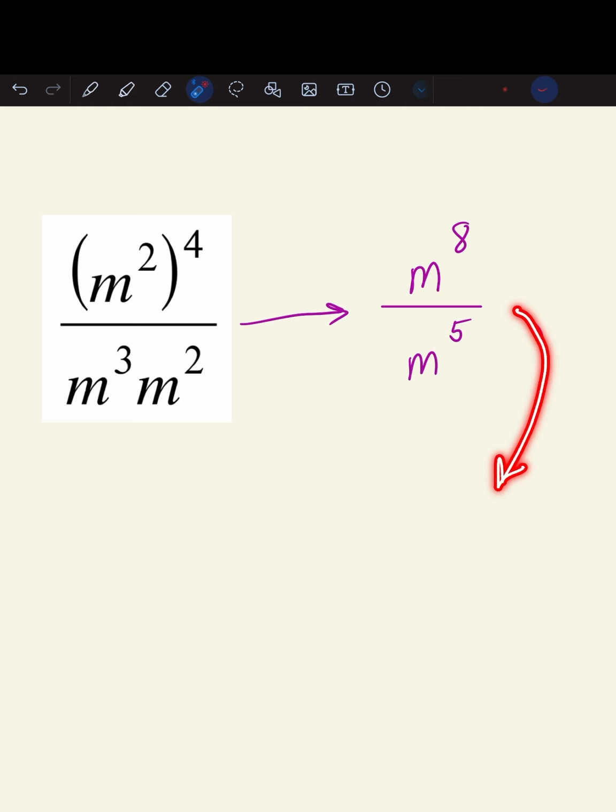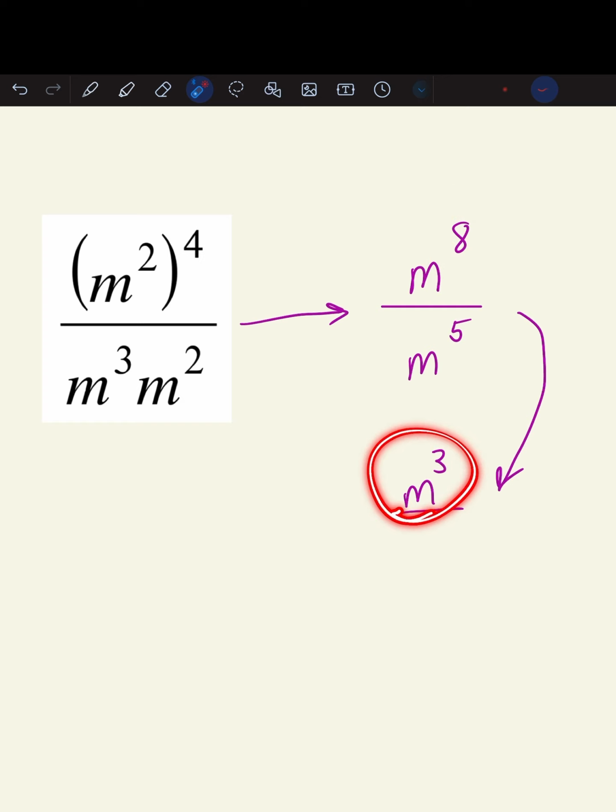Now we can simplify one more time, because when the same bases are dividing, we subtract the exponents. And since there are more m's on top, your answer will be on the top. M to the 8 minus 5 is m to the 3. Technically, there was an invisible 1 multiplying by our m on the bottom, so there's an invisible 1 on the bottom of our fraction. But anything divided by 1 is itself, so m to the 3 is our final answer.